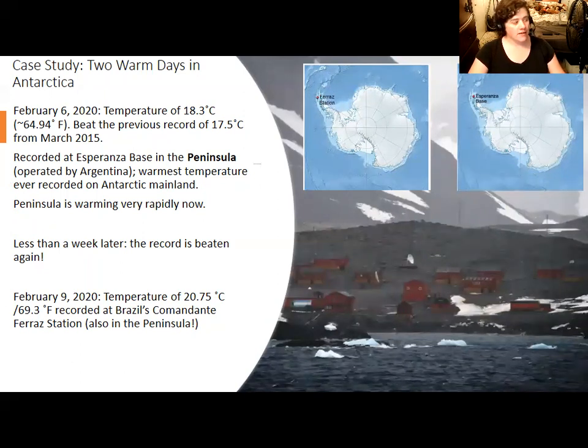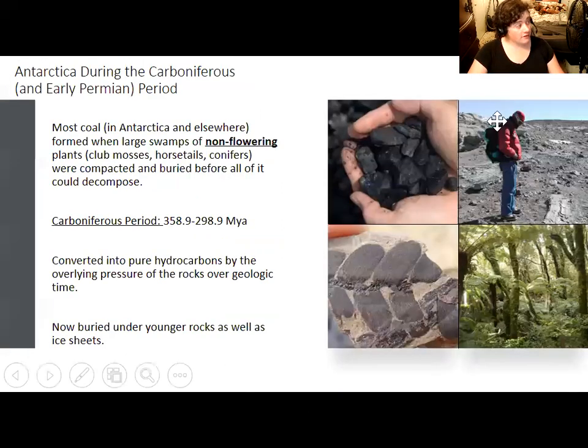And Antarctica is getting warmer because of climate change induced largely by human activities, and especially by the burning of fossil fuels. Now, speaking of fossil fuels, there is coal in Antarctica. It is not being extracted presently. This is coal that formed as a fossil. We have fossils of ferns from Antarctica from past times, including from the Carboniferous and early Permian period, when Antarctica was covered by these coal swamps of non-flowering plants.